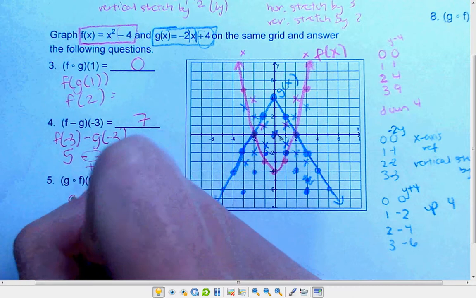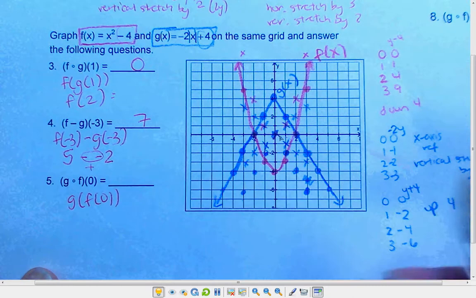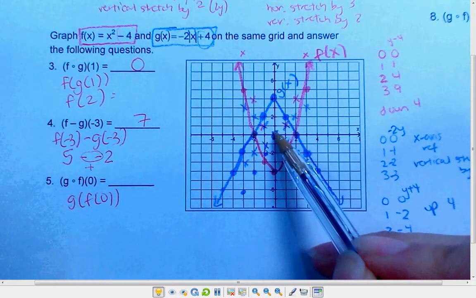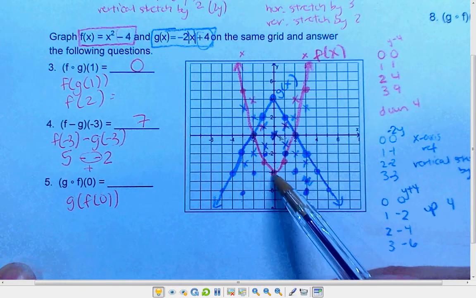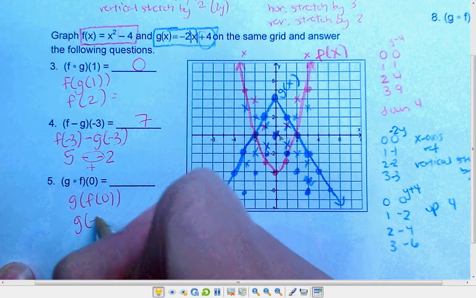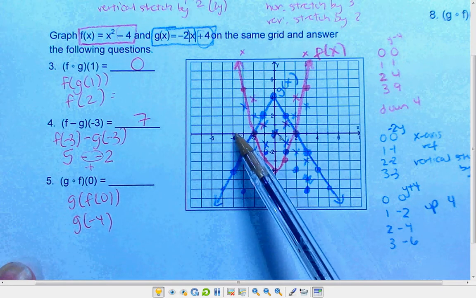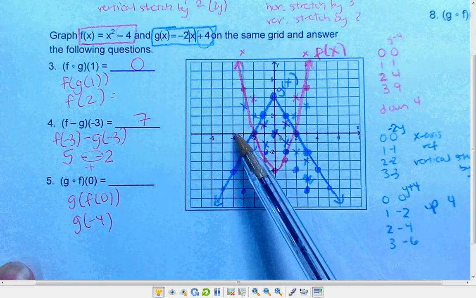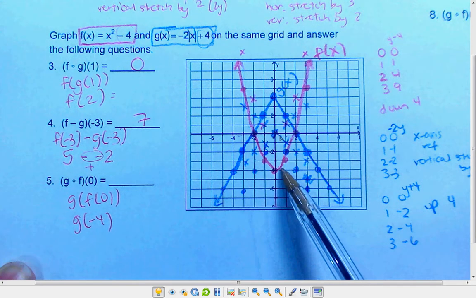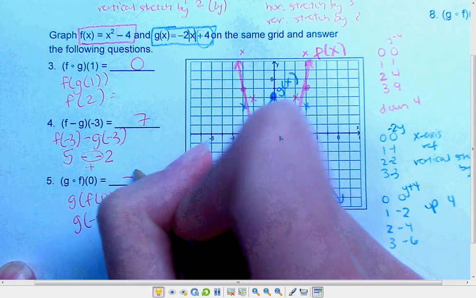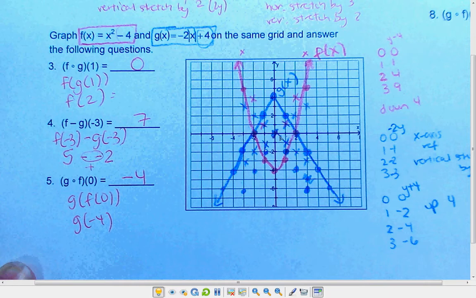Now let's do number 5. So g of f of 0. So go to 0 on your x-axis. We're going to go find f, which is the red function. So I'm going to go down to negative 4. So now I'm going to find g of negative 4. Go to negative 4 on my x-axis. G is the blue one. So I'm going to go down to this point, which is negative 4. And my y value is also negative 4. So my answer for 5 is negative 4.